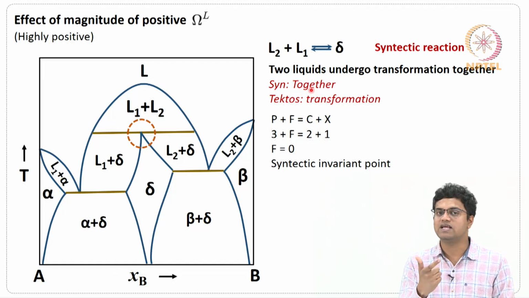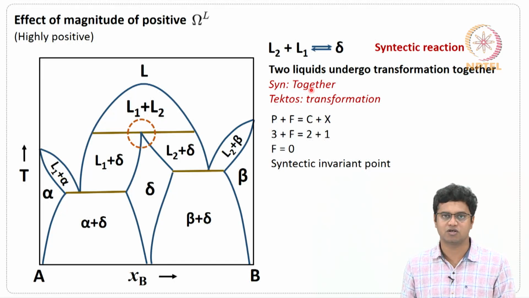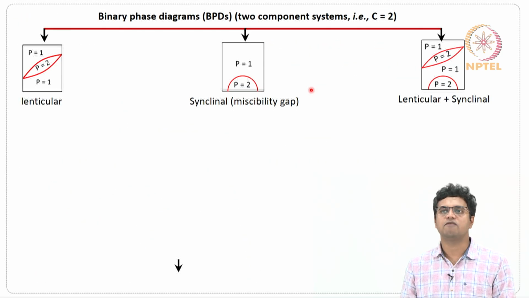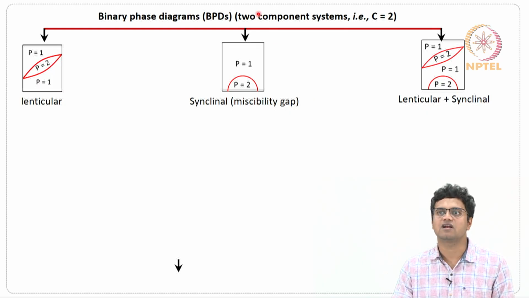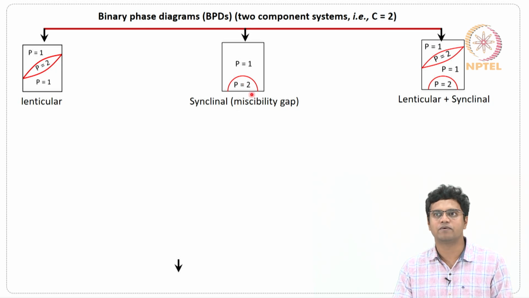However, the miscibility gap in the solid phase gives birth to two invariant reactions. Those are the eutectic reaction and the peritectic reaction. So if I keep everything in a flowchart way, what all we have discussed: binary phase diagrams are classified into three main categories. One is the lenticular type, ideal isomorphous system. Synclinal type, where you have a miscibility gap both in solid as well as liquid, and the merger of both lenticular as well as synclinal, which gives rise to different invariant reactions.